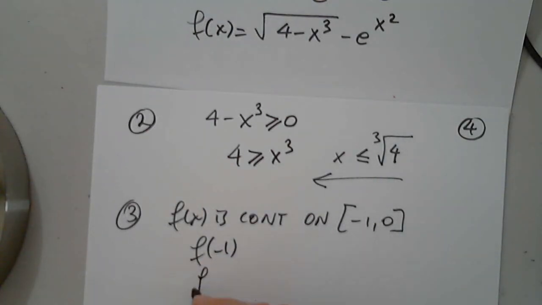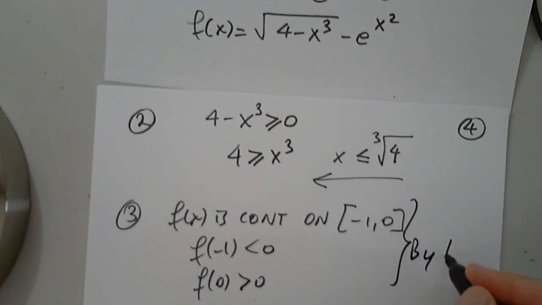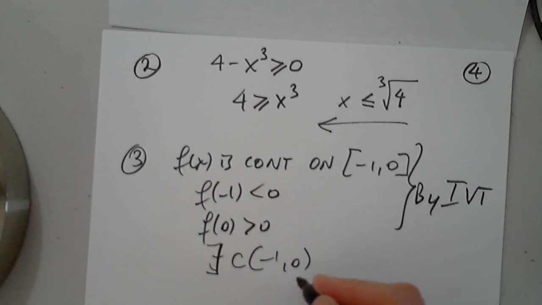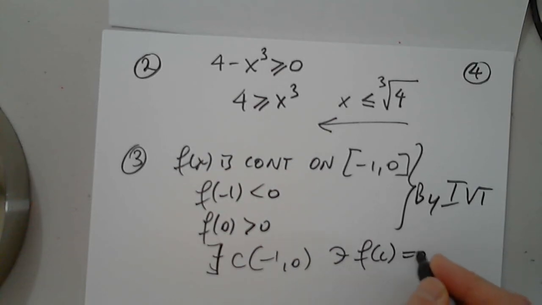f(-1): the -1 was, again, negative and then positive. Good. So negative and positive. By IVT, there exists a c in the open interval (-1, 0) such that f(c) is 0.